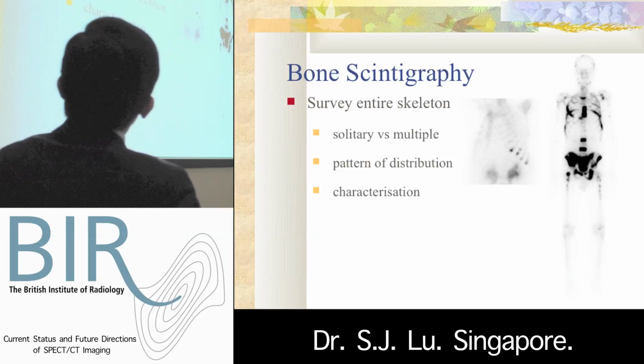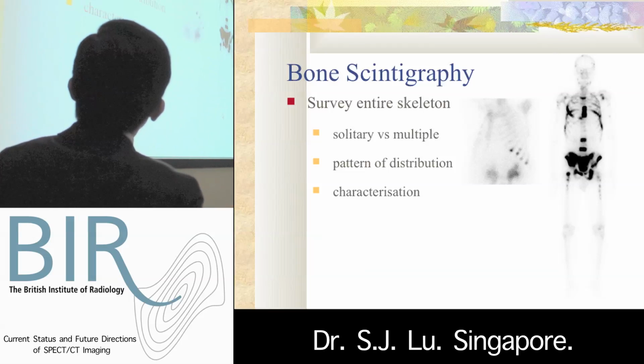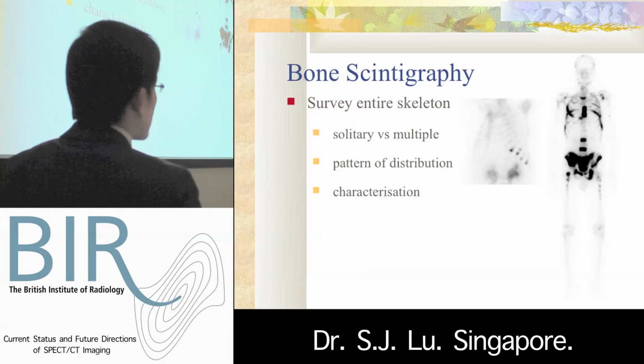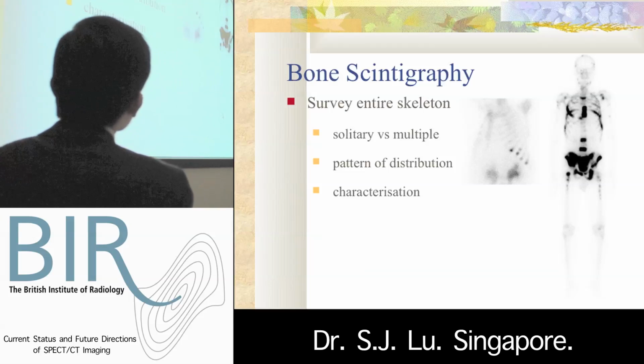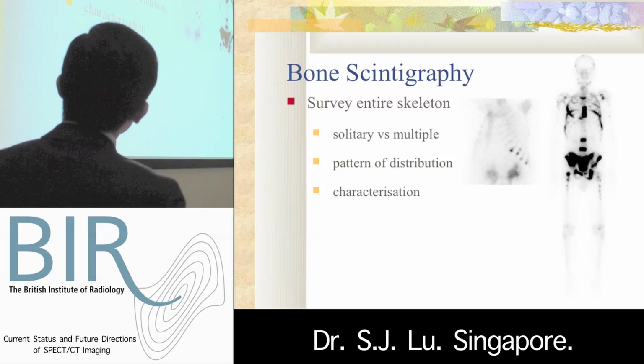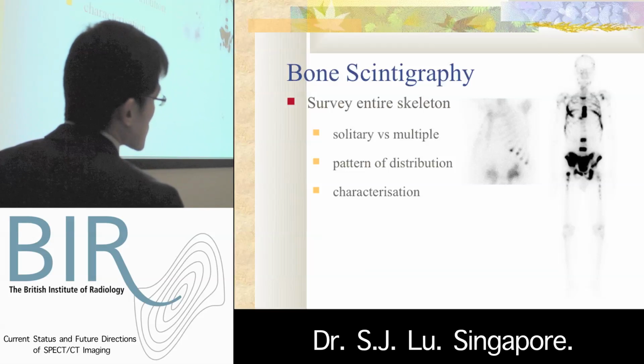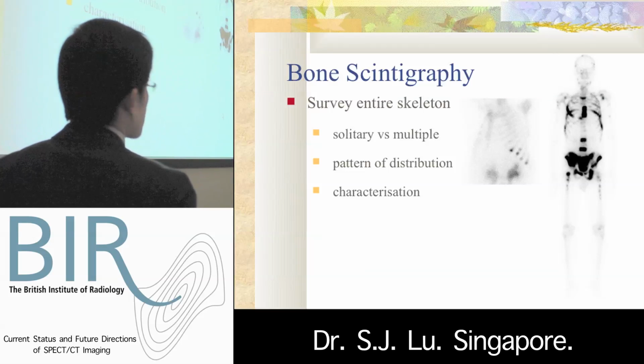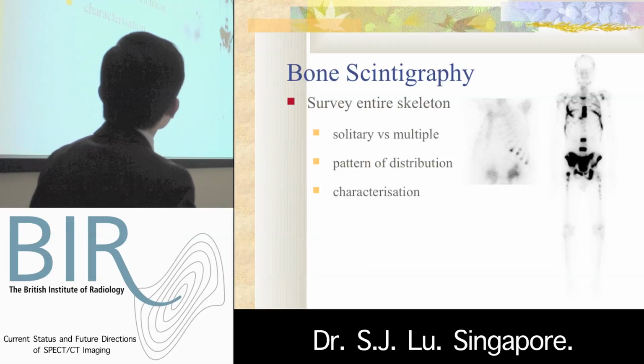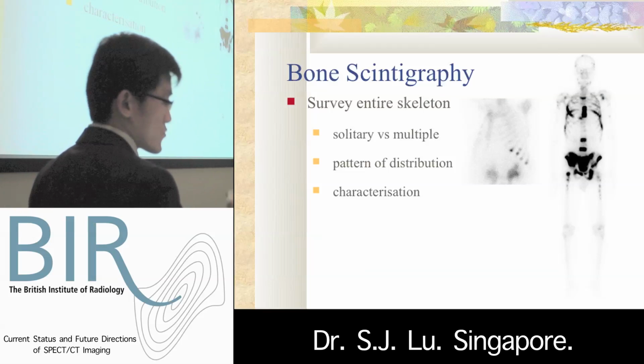And the bone scan allows a quick overview of the entire skeleton and provides valuable information as to whether the lesion is solitary or multiple, as well as the pattern of distribution, which are important for the characterization of bone lesions. As you can see here, multiple bone lesions, random distribution, that is characteristic of bone metastases, whereas linearly aligned lesions on the ribs, characteristic of rib fractures.